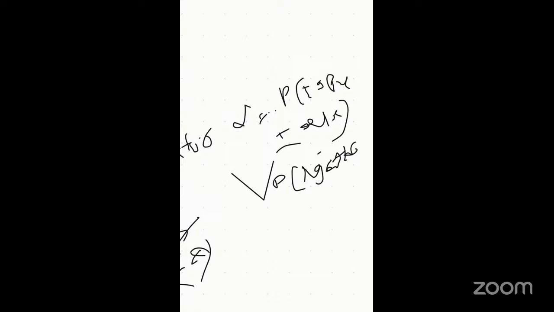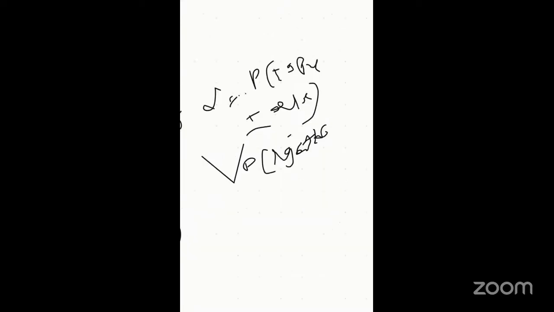The probability of type 1 error is the probability of rejecting H0 when H0 is true. That is called alpha. So next one is beta. What is beta?